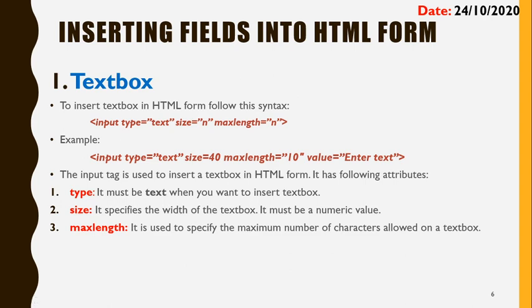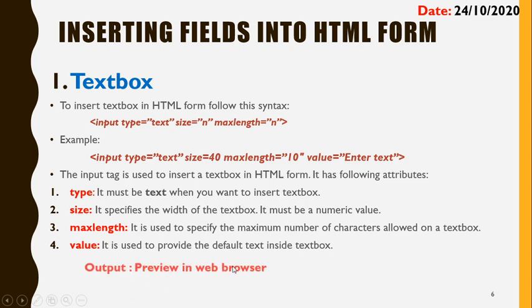When you want to insert a text box inside the form, the type must be text. And the next one is size. Size specifies the width of the text box, so it must be a numeric value. Now maxlength is used to specify the maximum number of characters you can enter inside the text box. And the last one is value, and value is used to provide default text.